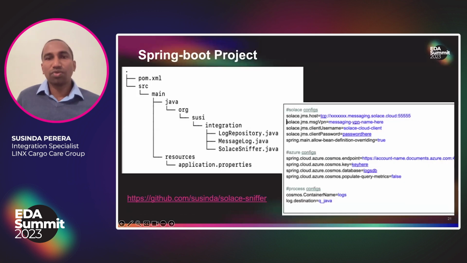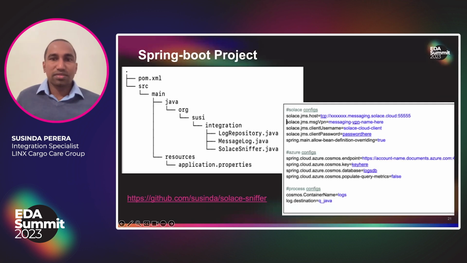Now let's move on to the Event Listener app. Thanks to Spring Boot, Solace, and Azure libraries, I could implement this project with 3 classes and less than 200 lines of code. I have 3 classes. The log repository class handles the database writing part, and the message log class is the data model here, and Solace Sniffer is the main application.